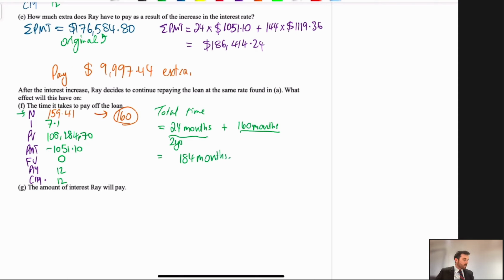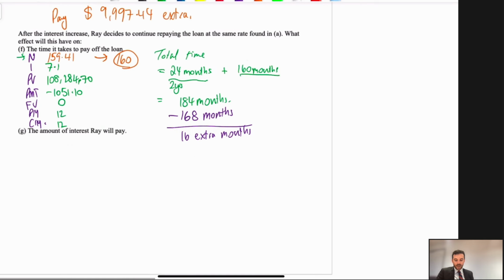Now, what was it meant to be originally? We know that the original loan was meant to be paid off in 168 months, which corresponds to 14 years. So therefore, it's going to take him 16 extra months to pay off this loan if he just continues at the original payment rate. You can see here the amount you pay every month really does influence how long or how short you can take to pay off a loan.